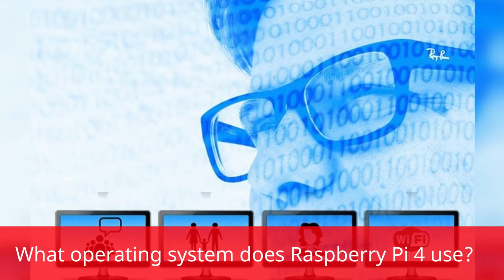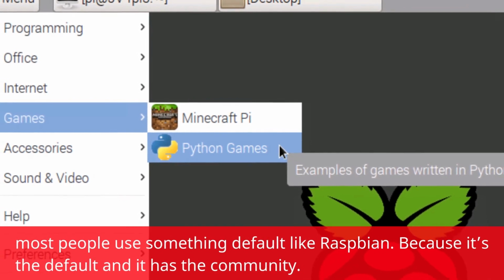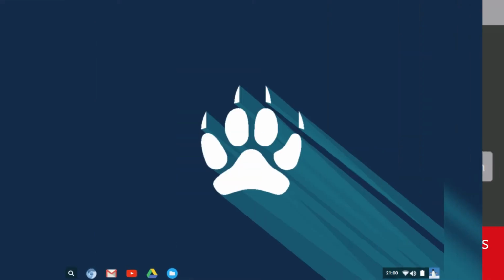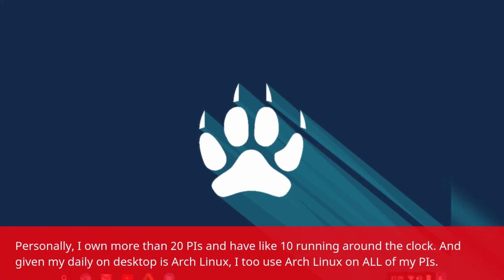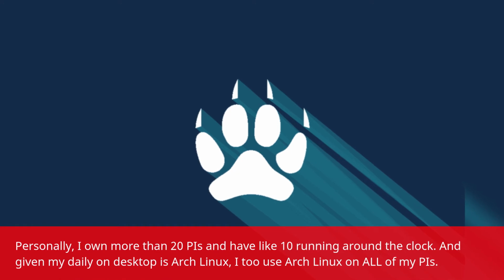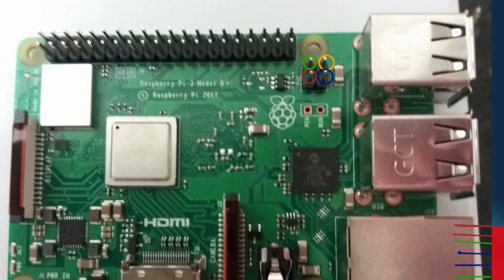What operating system does Raspberry Pi 4 use? Most people use something default like Raspbian, because it's the default and it has the community. Personally, I own more than 20 Pis and have like 10 running around the clock. And given my daily on desktop is Arch Linux, I too use Arch Linux on all of my Pis.